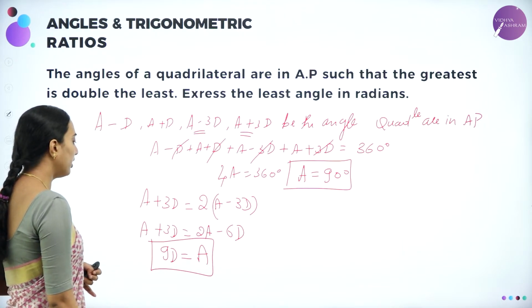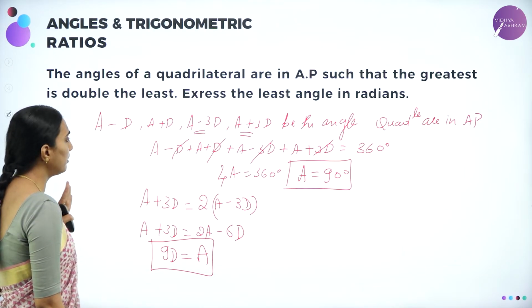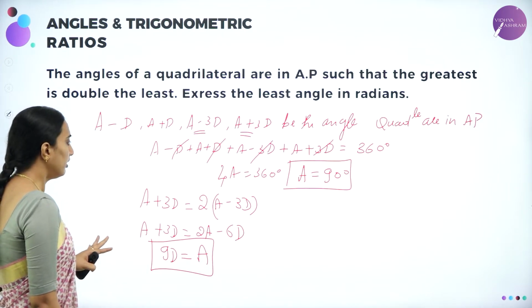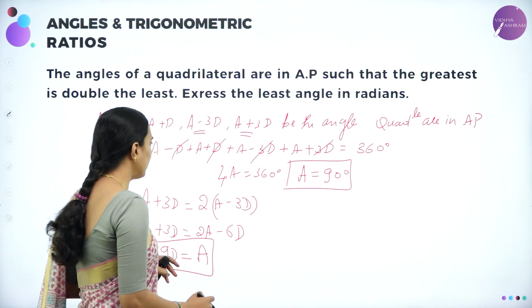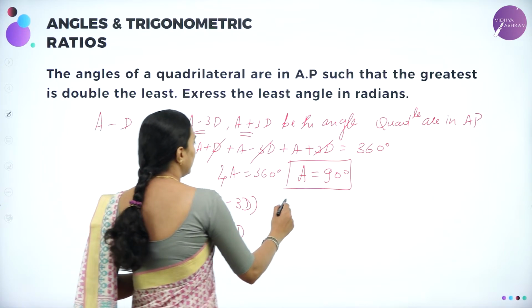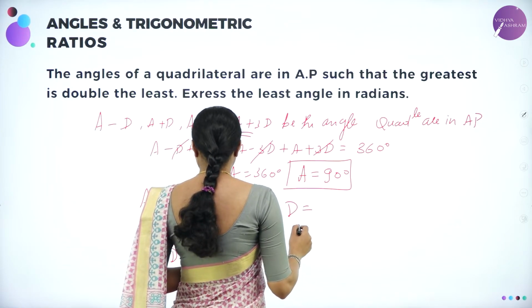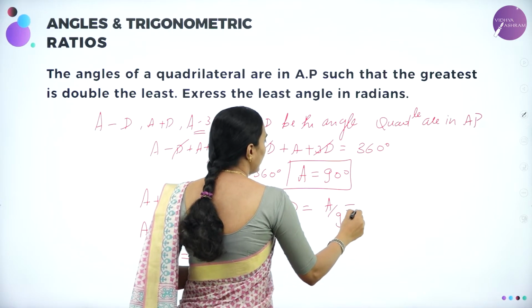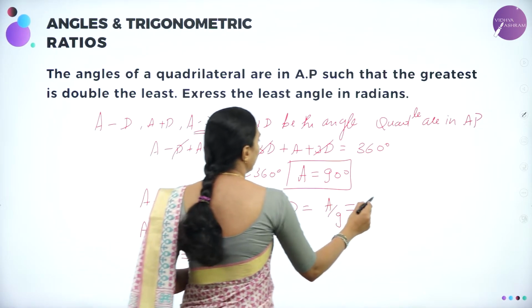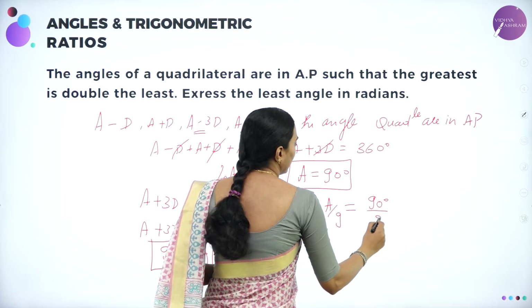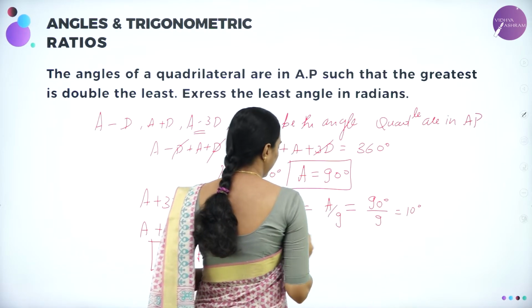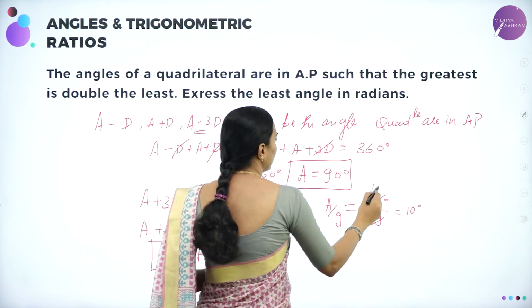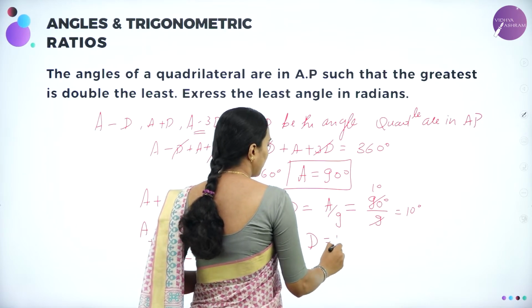So therefore, here you can have A is equal to 90, and then you can find out D. D will be equal to A by 9, which will be equal to 90 by 9, which will be equal to 10 degree. 9 ones are 9, 9 tens are 90. So therefore D will be equal to 10 degree.